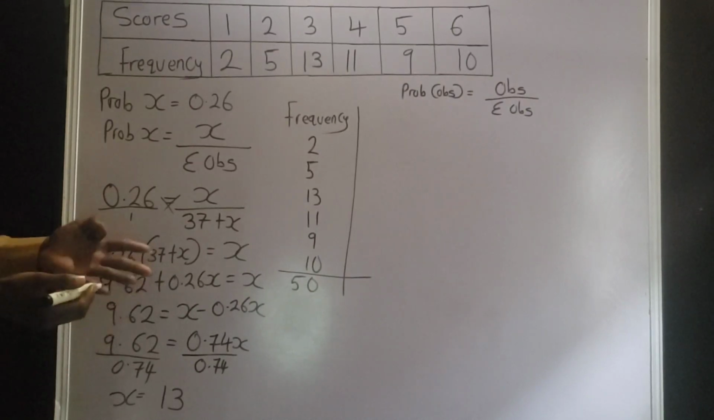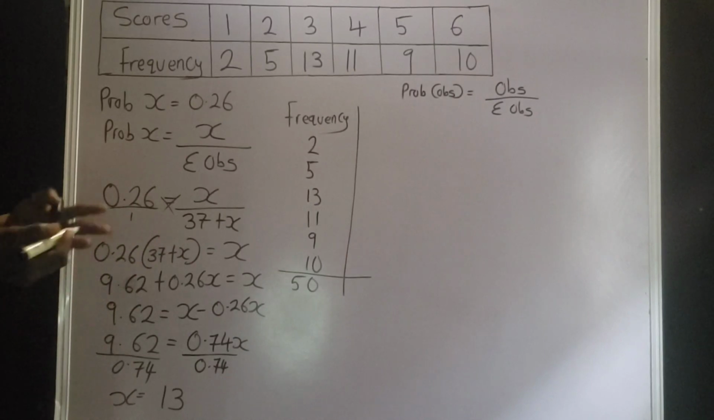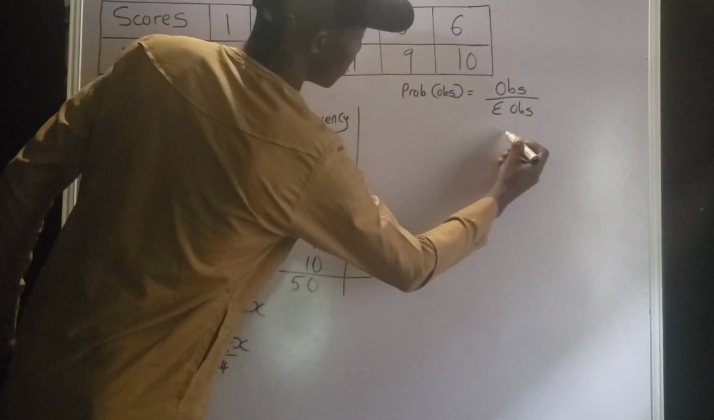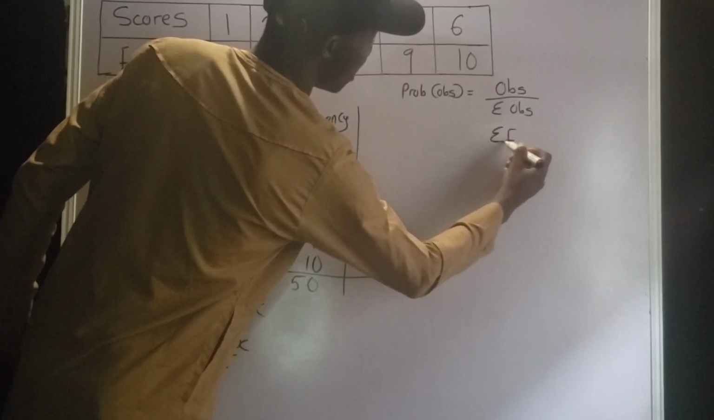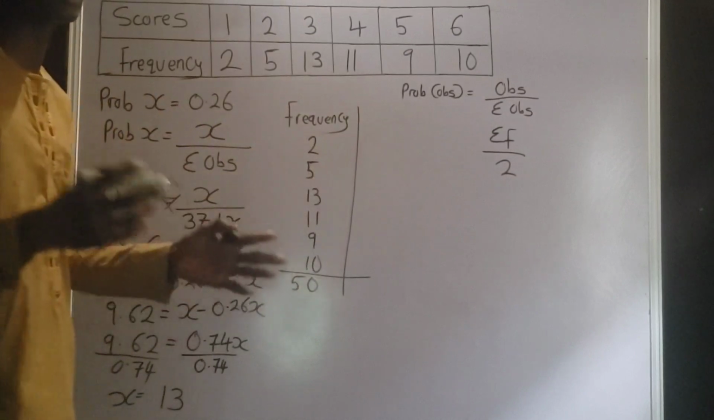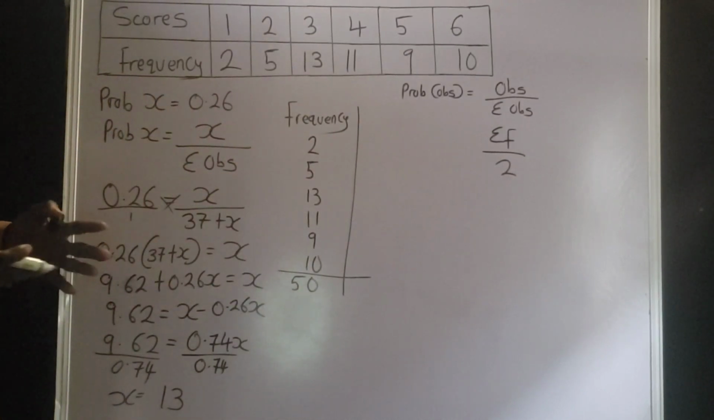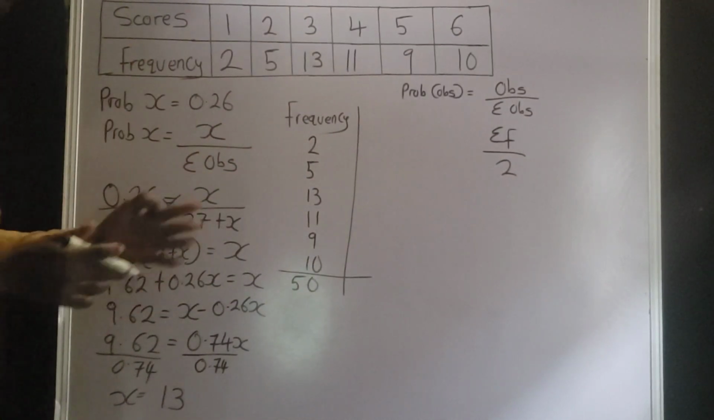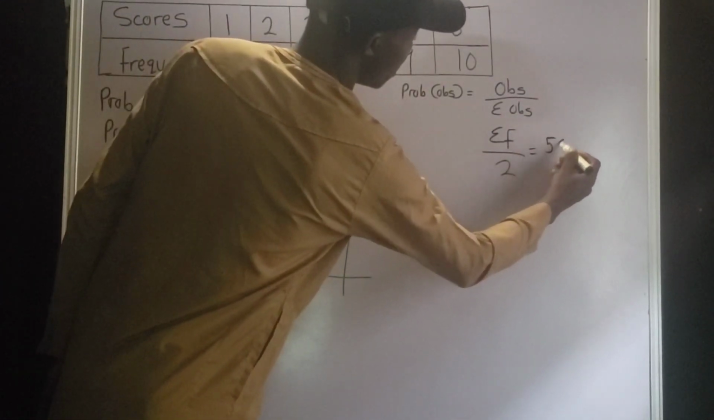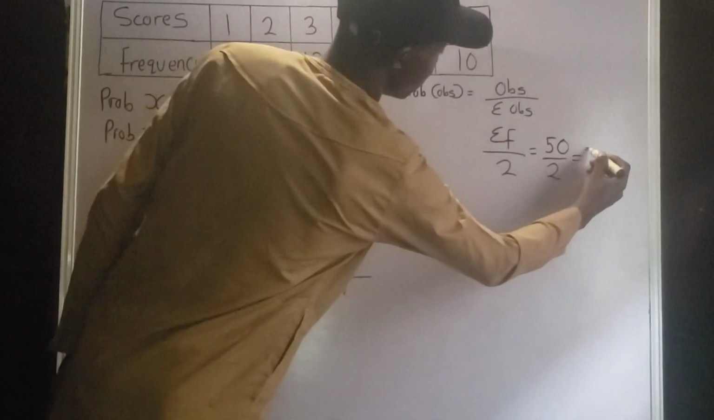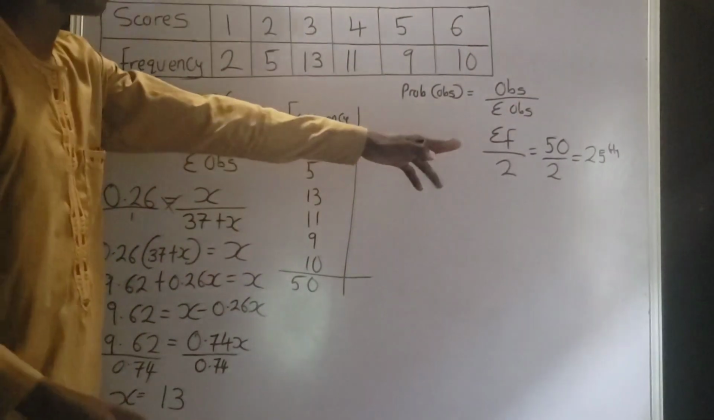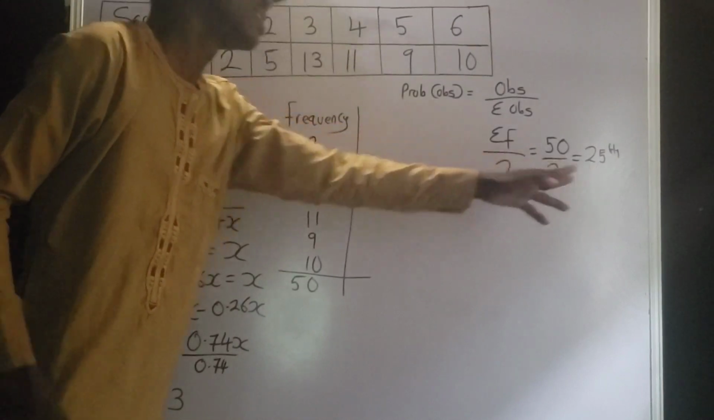So in order to determine the position of the median class, we have to use this formula. Don't forget, that is summation f all over 2, because this formula is used to determine the position of the median class if the summation of all our frequency is even. So in that case, I'm going to have 50 all over 2. That is 25th. So the position of the median class is 25th.